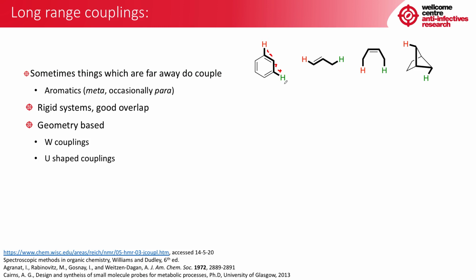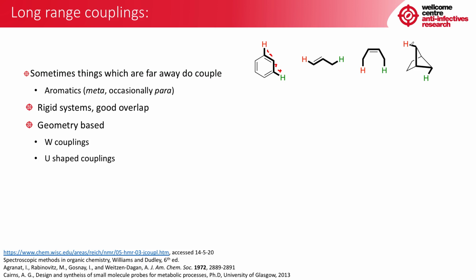Now, the same overlap can be seen in allylic systems, and a different U-shaped overlap is sometimes seen in homoallylic systems. This is less common than a W-shaped coupling, but it's still sometimes observed. And even without a conjugated system, if your ring geometry is rigid enough, as in the case of this bicyclic system here, you can see you have a W-shaped geometry, and actually you can see a reasonably sizable coupling between these 2 protons.